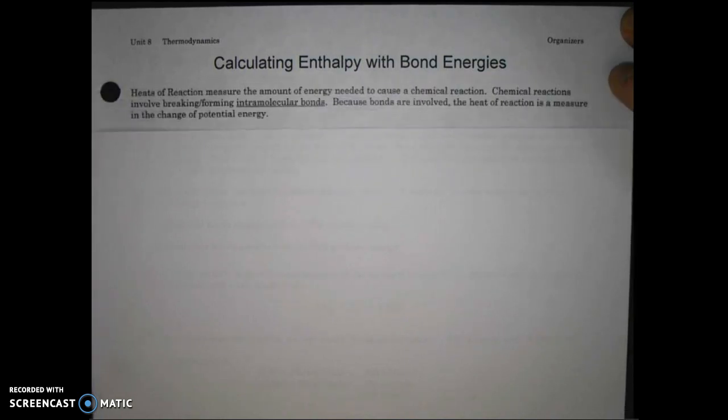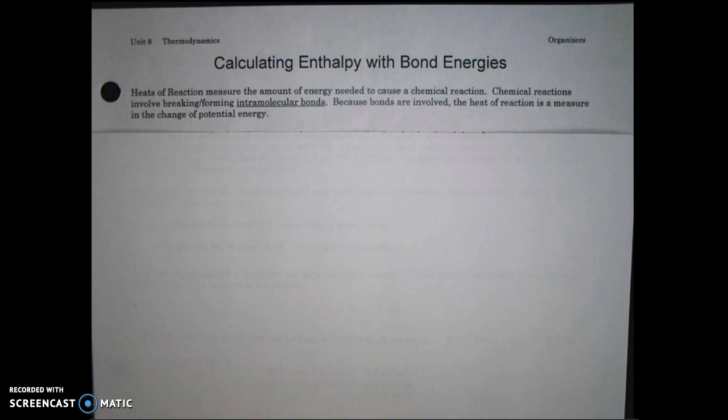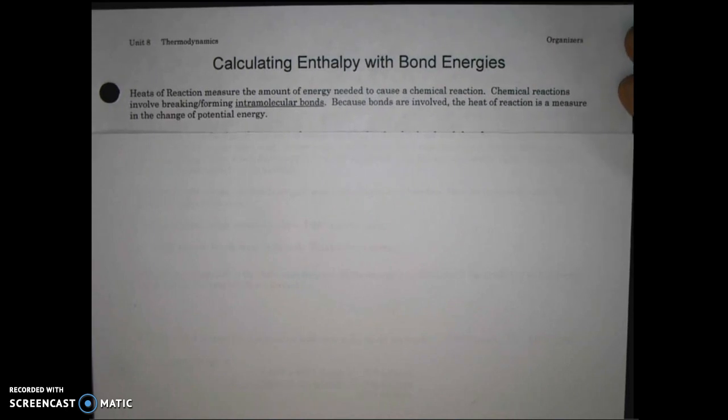So there's a lot of writing already on your organizer. One of the big things to keep in mind is that this is all about chemical reactions. Whereas heating and cooling curves took a look at how IMFs change and so forth, this examines the intramolecular bonds breaking, so the covalent bonds that are involved when a reaction takes place. And so we're looking at, once again, potential energy. So we're looking at a delta H.